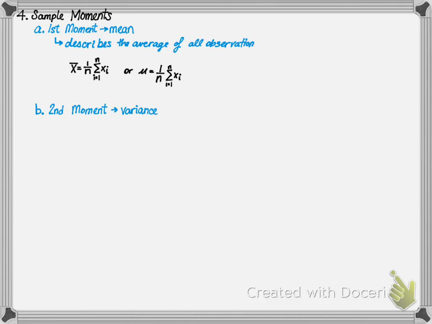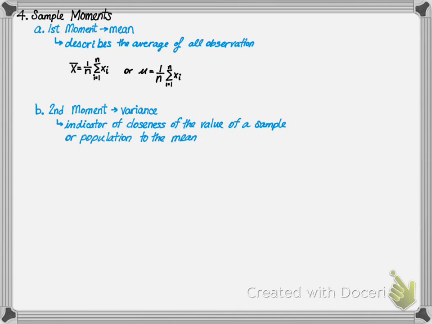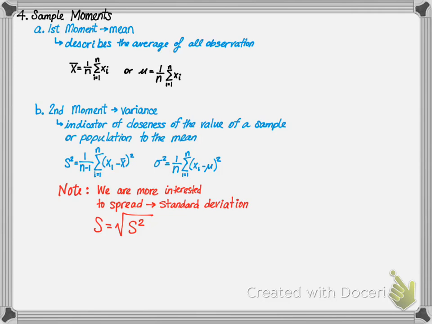The second moment is the variance. The variance is the indicator of closeness of the sample or population. It's described as S squared or sigma squared. For a sample, it is 1 divided by n minus 1 times the quantity x minus x bar squared. You calculate this for each sample and sum up each of those values to get the variance.